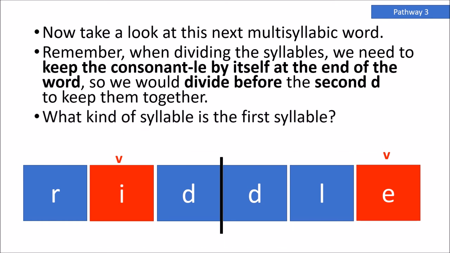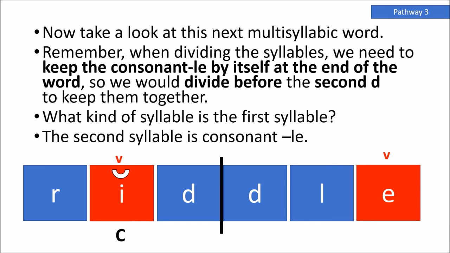What kind of syllable is the first syllable? If you said closed, you are correct. We've learned that closed syllables have a vowel that is closed in by the consonant. And when this happens, the vowel makes the short vowel sound. So this first syllable would be read as rid.